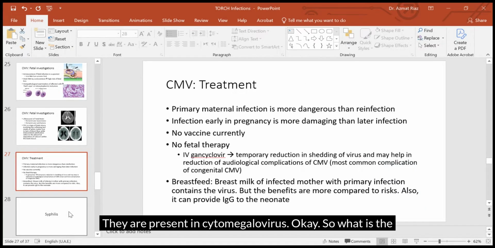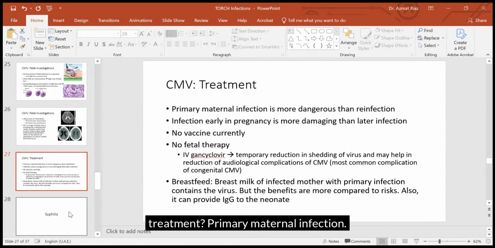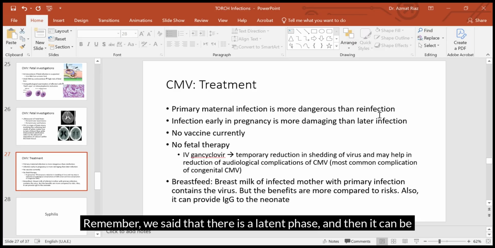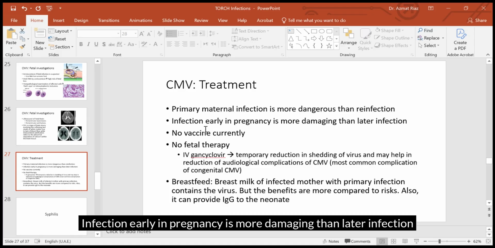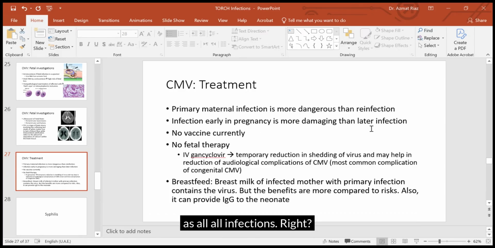So what is the treatment? Primary maternal infection is more dangerous than reinfection. Remember, we said that there is a latent phase and then it can be reactivated, especially when the patient is immunocompromised. That's reinfection. If the patient gets it for the first time, primary maternal infection is more dangerous than reinfection, because in reinfection, at least she will have previous IgG antibodies. Infection early in pregnancy is more damaging than later infection, as with all infections, right?